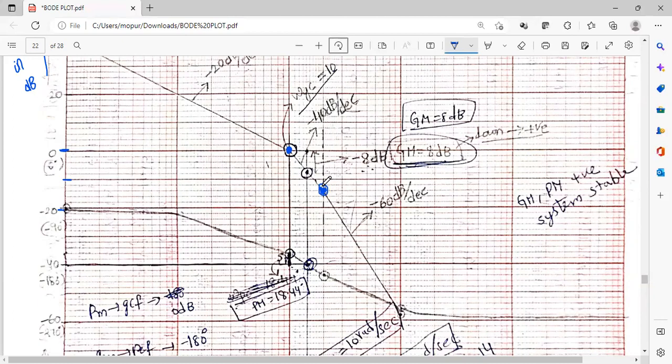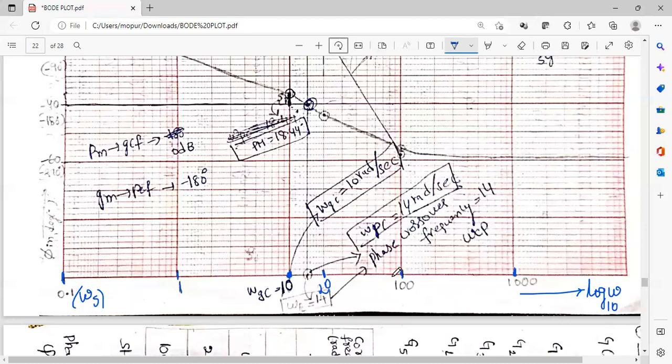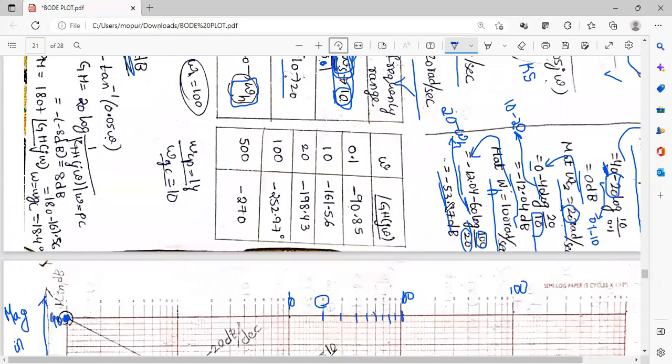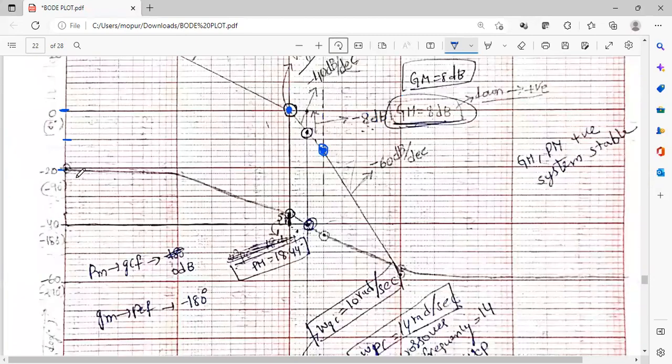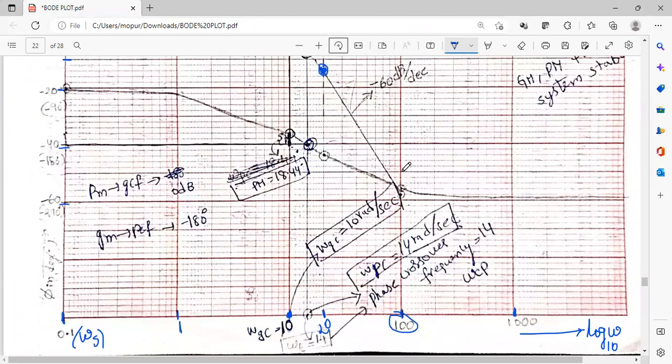Then the higher frequency omega h, I had fixed as 100. So this is 100 now. At omega h equals 100, how much did I get? I got minus 53.97. So see here, this is minus 20, this is minus 40, this is minus 60. So minus 53 will be below the minus 40 line, which is here. This is minus 53. So you can draw this minus 53 here.